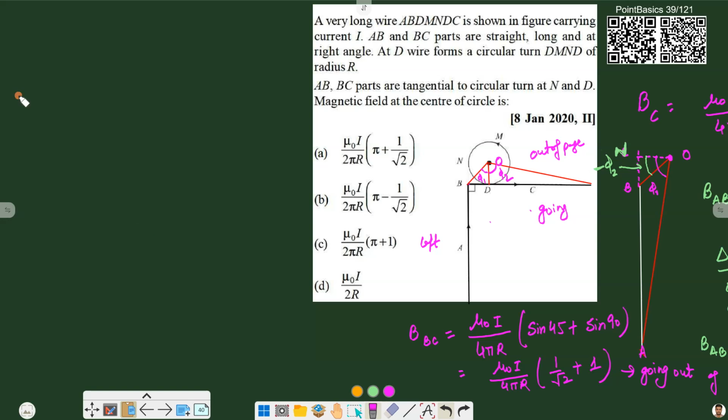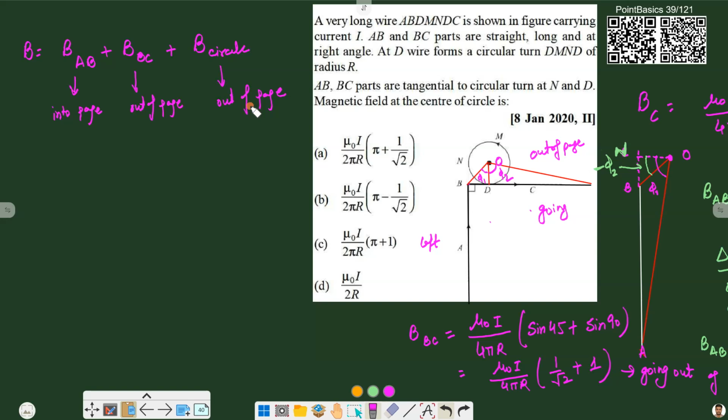So our total field B is due to this AB plus due to this BC and plus due to the circle. Now the field due to AB is going into the page, this is out of the page, and this is again out of the page, or out of the screen we can say if we are viewing it on the screen.